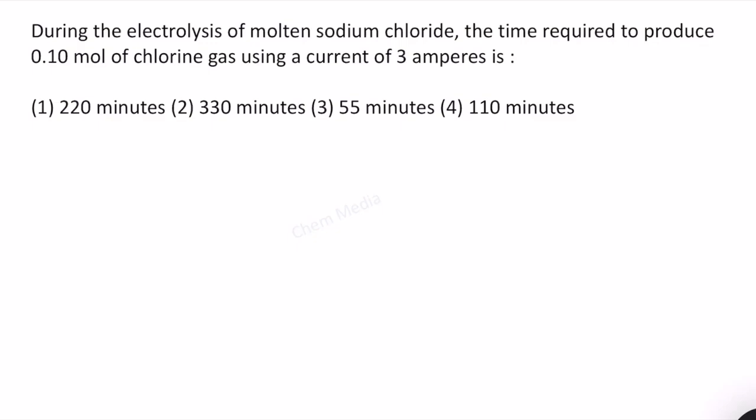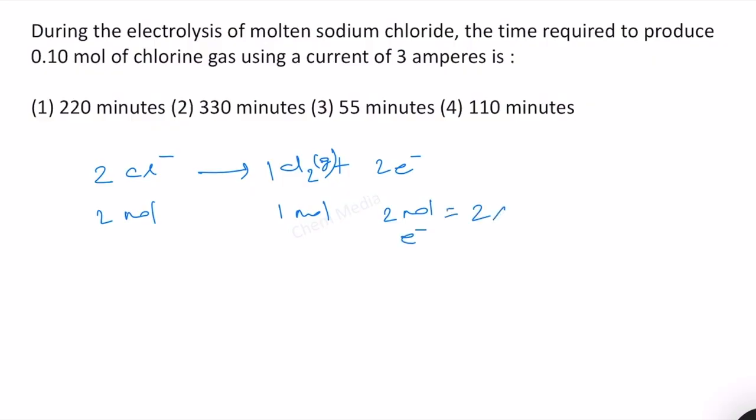What is the time required to produce 0.10 mole of chlorine gas using a current of 3 amperes during the electrolysis of molten sodium chloride? Chloride anion can give chlorine gas at the anode by losing 2 electrons. This means the stoichiometry is 2 here, here 1. We need 2 moles of chloride to get 1 mole of chlorine gas. Also, we need 2 moles of electrons. This means 2 times Faraday.